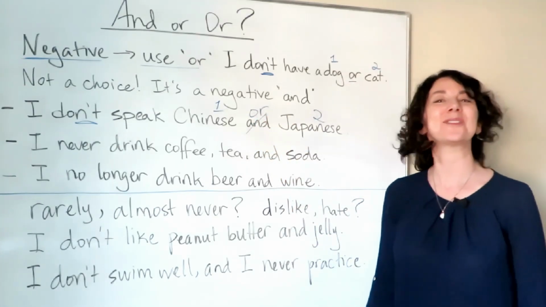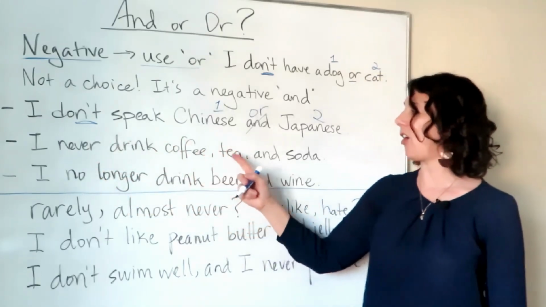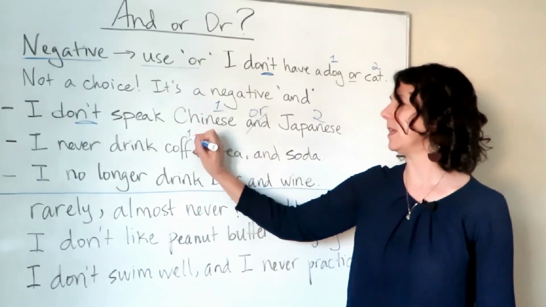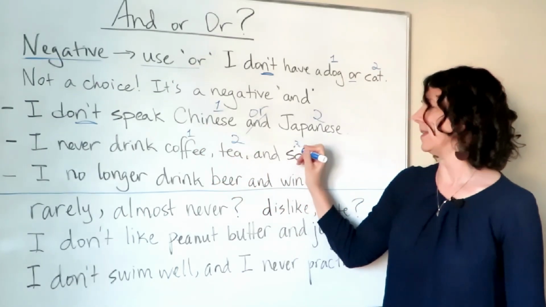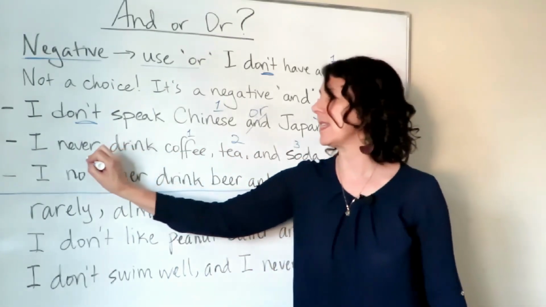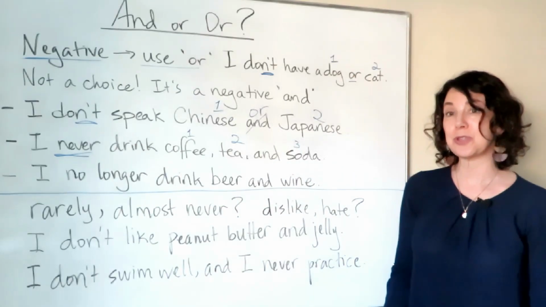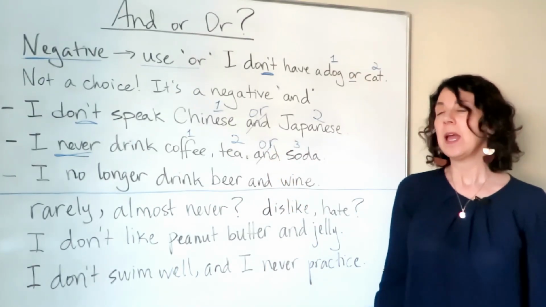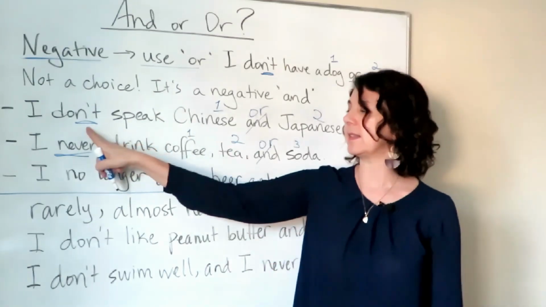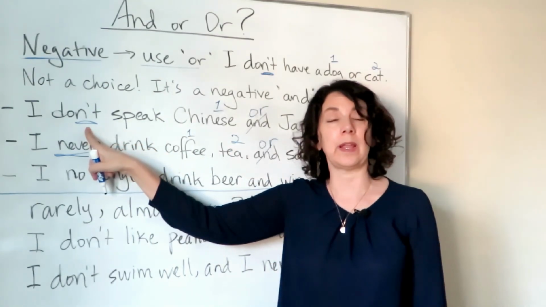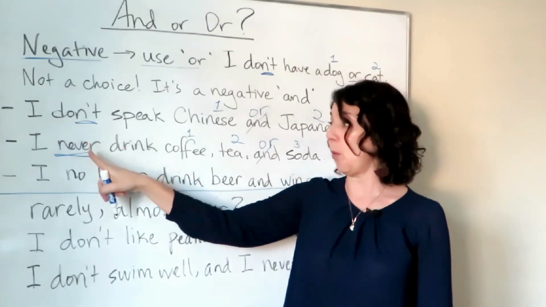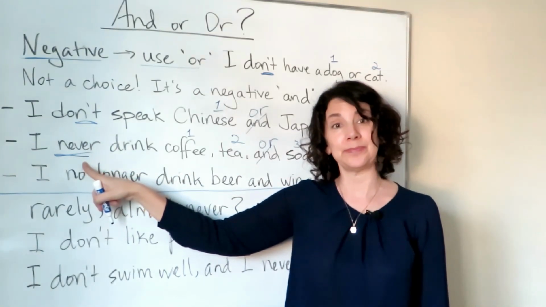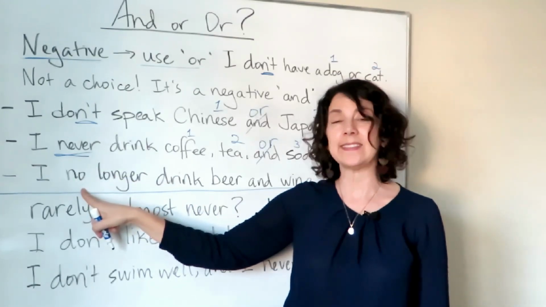Okay, let's look at the next one. I never drink coffee, tea, and soda. How many nouns are we joining here? Three. It doesn't matter. The sentence is negative, so we need to use "or." Now notice that a negative sentence can have a negative verb like "do not," or we can use a negative adverb like "never."